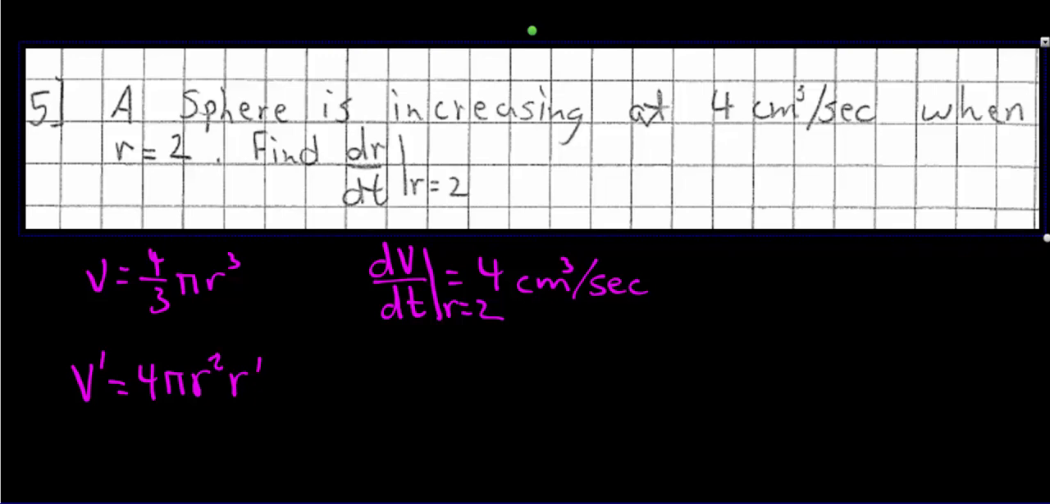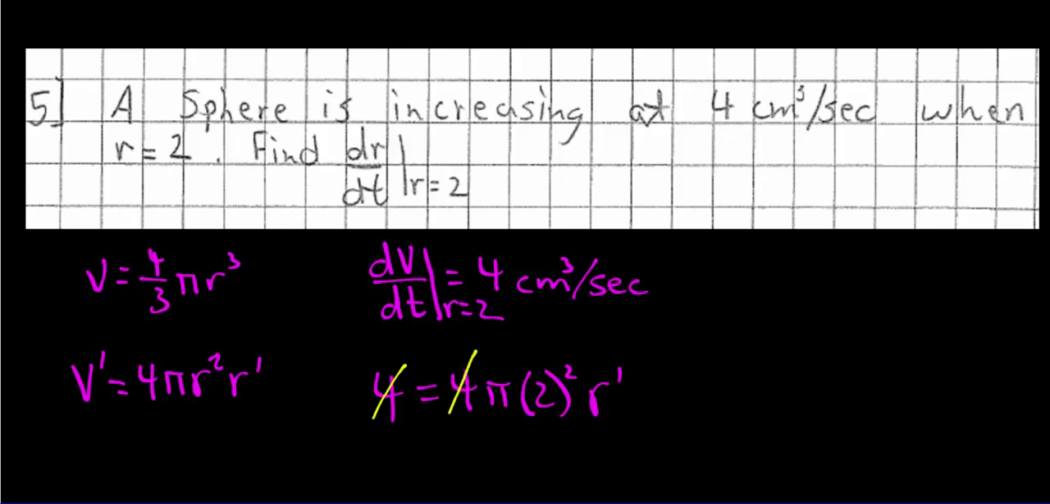Now I just put in everything. So let me just leave off the units here. We've got 4 cubic units per second equals 4 pi, r is 2, r prime, and what we're trying to do is solve and find r prime. Notice that these 4's divide out, and what you get is 1 over 4 pi centimeters per second equals dr/dt.